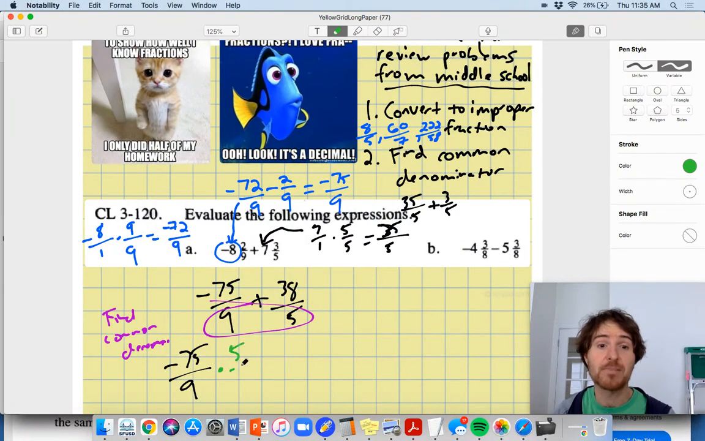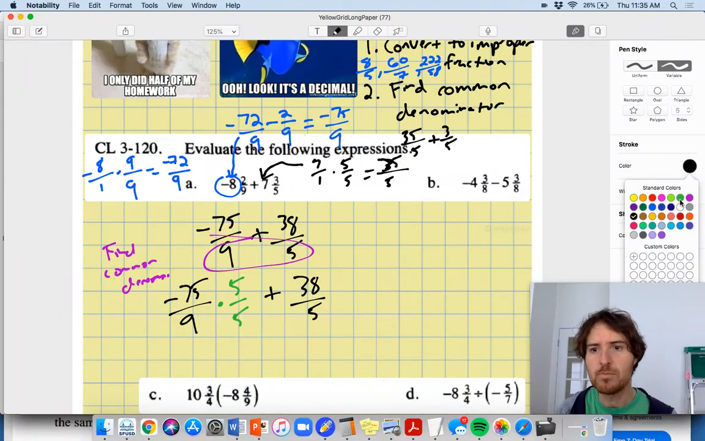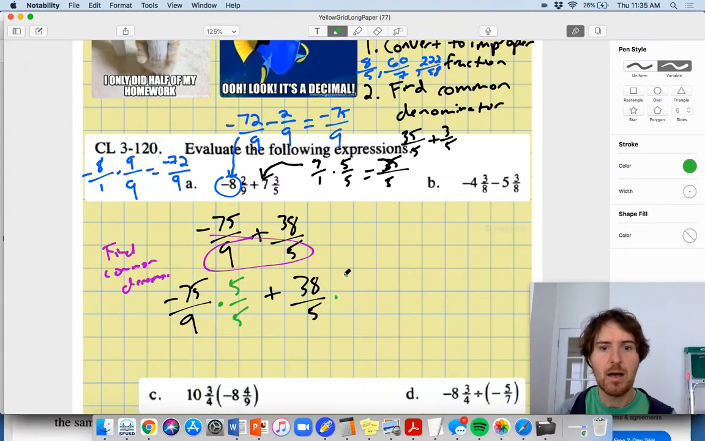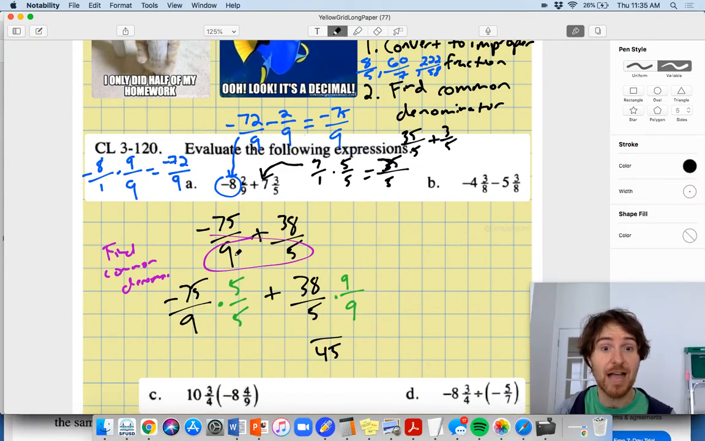Well, I'm going to multiply this by 5 over 5, okay? The one number you're allowed to multiply to an expression without changing that expression is 1. Why? Anything times 1 is equal to itself, so it doesn't change the expression. So I'm going to do that. And I'm going to do a very similar thing to 38 over 5. I'm going to multiply it by 9 over 9 instead. I'm going to multiply it by 1. Here, 5 times 9, what does that equal? It equals 45. I have a common denominator now.